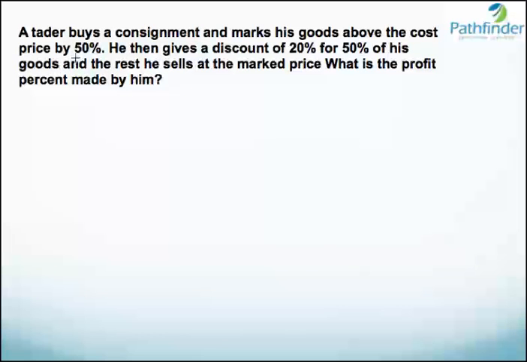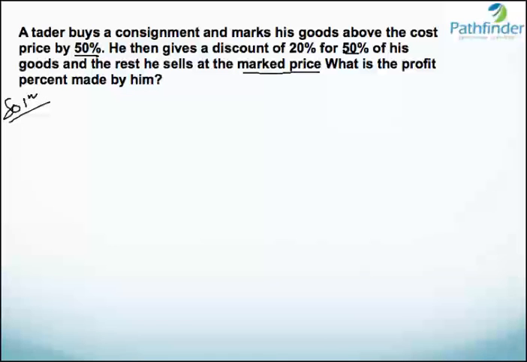So here is our question. A trader buys a consignment and marks his goods above the cost price by 50%. He then gives a discount of 20% for 50% of his goods and sells the rest at the marked price. What is the profit percent made by him?